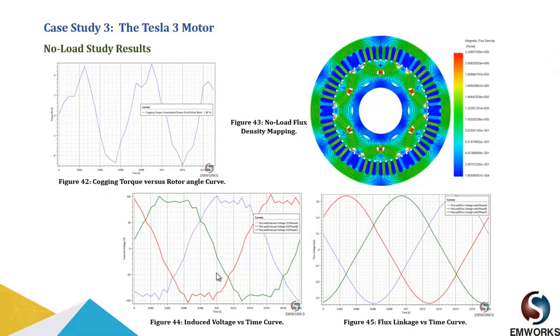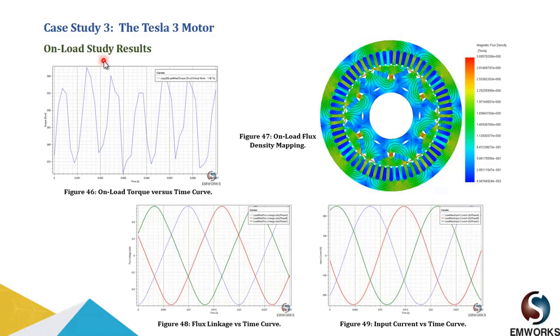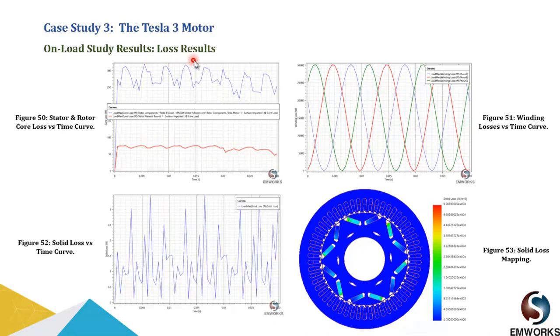Following the simulation of the Tesla 3 motor with EMWorks2D software, we obtained first the no-load results as you can see here. Secondly, we obtain the on-load results following sine wave current fed coils. So here the excitation curve versus time, and we have here for example the on-load torque versus time curve. We also obtain the loss results accounting for the solid loss mapping when applying an eddy-on effect on the PMs.